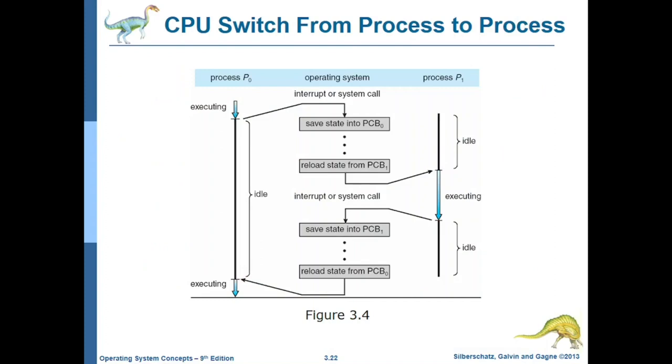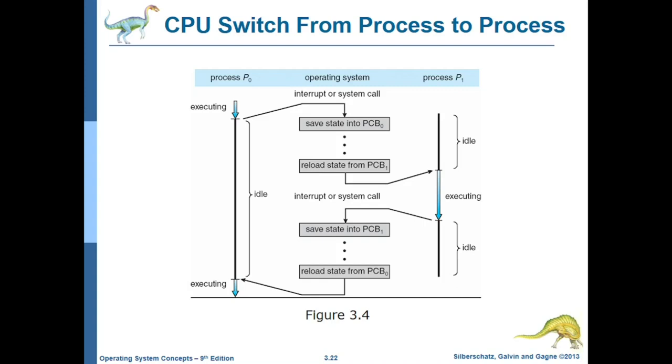A CPU switch from one process to another is called a context switch. A context switch involves saving the state of the current process and loading the state of the next process. The state of a process includes all the information that the CPU needs to execute the process, such as the program counter, the registers, the memory map, and the open files.